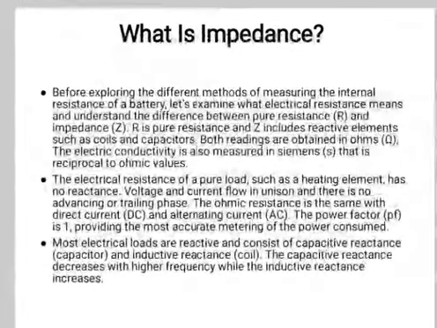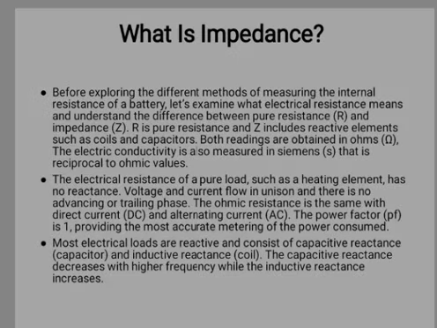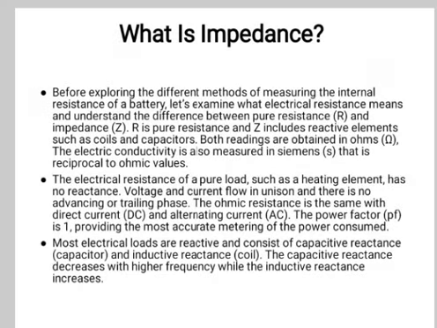Unit 6 Part 2. So first is, what is impedance? Before exploring the different methods of measuring the internal resistance of the battery, let's examine what electrical resistance means and understand the difference between the pure resistance and impedance. R is pure resistance and Z includes reactive elements such as coils and capacitors. Both readings are obtained in ohms.